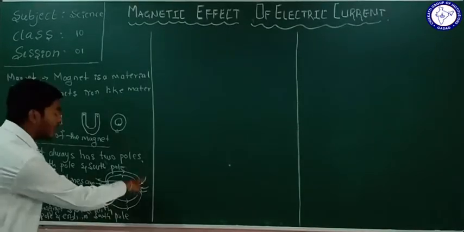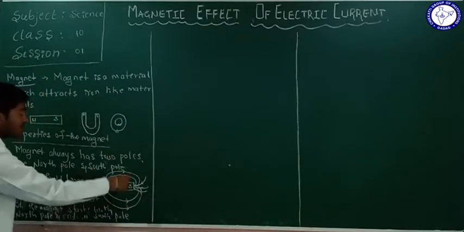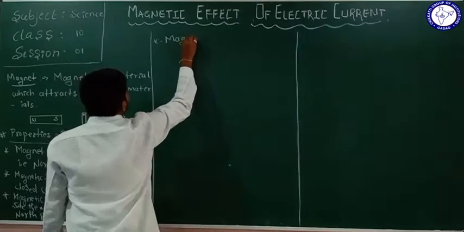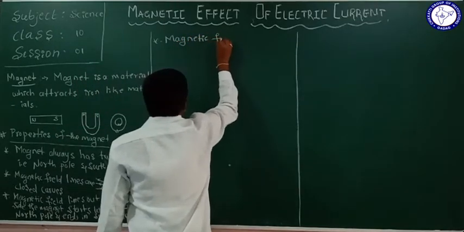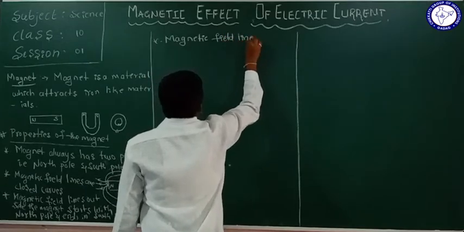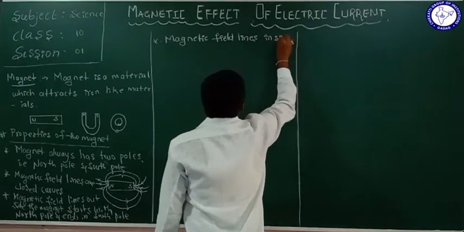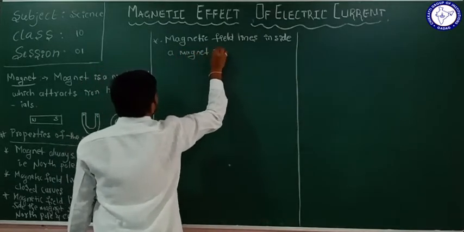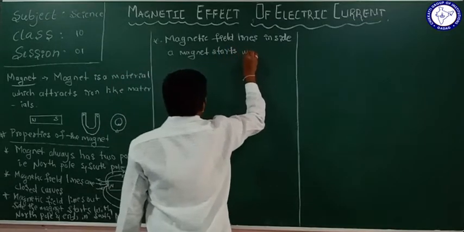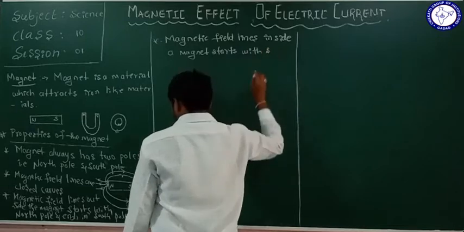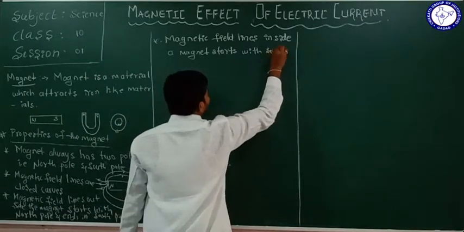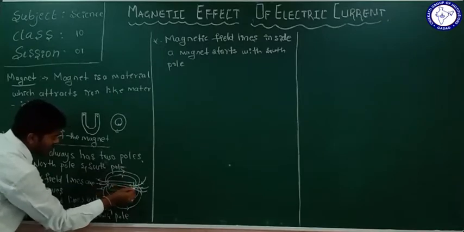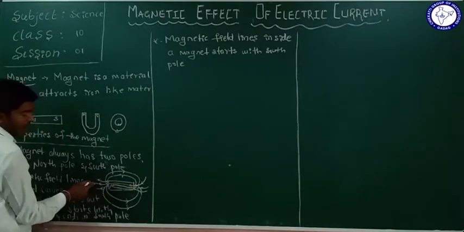So inside the magnet, what happens? These are the magnetic field lines outside the magnet, but inside the magnet, the magnetic field lines start at the south pole. See here, this is inside the magnet. These magnetic field lines start at the south pole and end at the north pole.